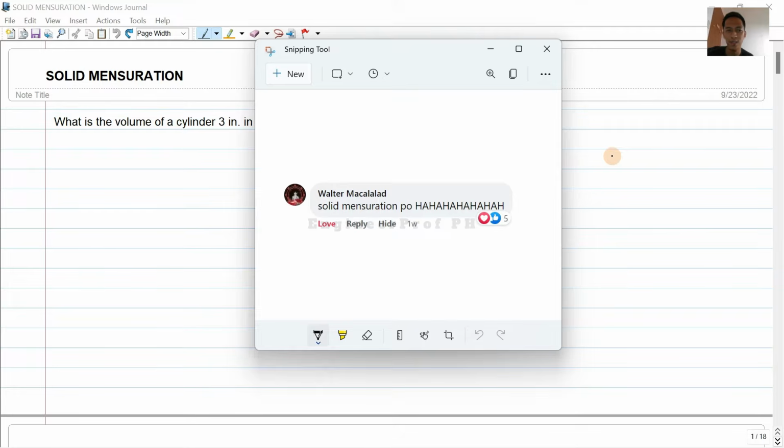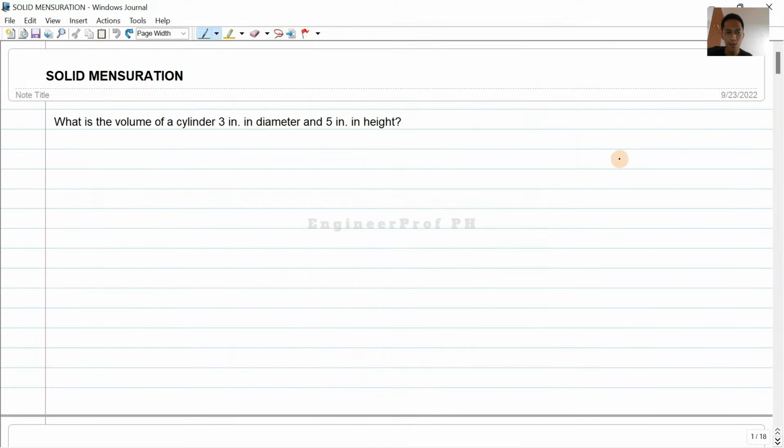And for all the engineering students out there. So, solid mensuration is a topic sa engineering. So, basically, ang solid mensuration, geometry lang naman siya, pero we are dealing here with three-dimensional objects. So, basically, we are solving for volumes of solids.